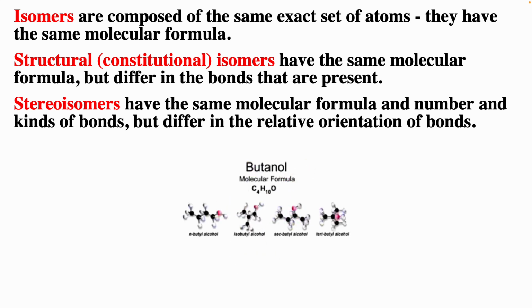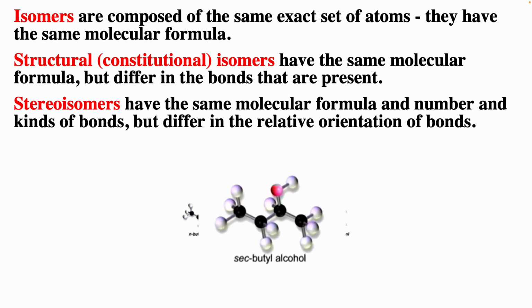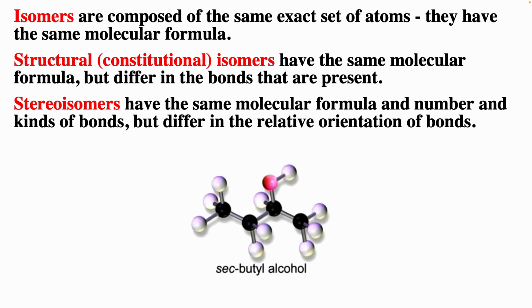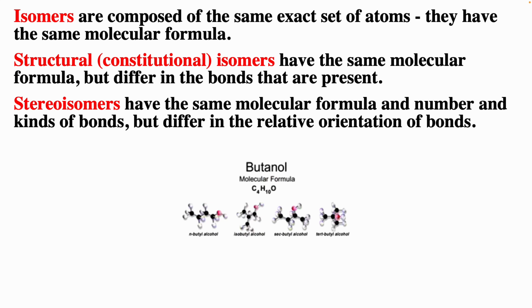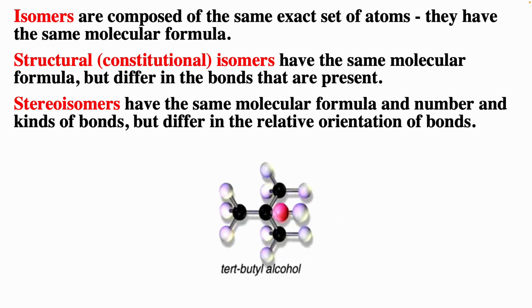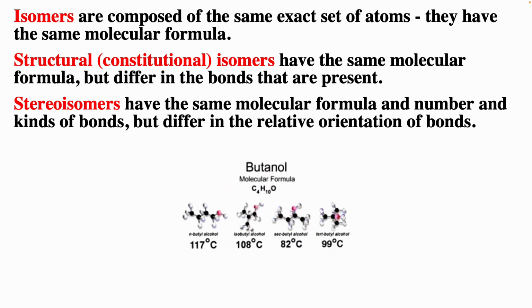In secondary butyl alcohol, the OH group is attached to one of the 2 inside carbon atoms in the 4-carbon chain. In tertiary butyl alcohol, the OH group is attached to the central carbon atom, which also contains a methyl group. The 4 butyl alcohols differ in their physical and chemical properties, for example, in their boiling points. And so the boiling points go from 82 degrees to 117 degrees. And again, it's really kind of interesting. We have exactly the same set of atoms, different types of bonds, leads to different chemical and physical properties.